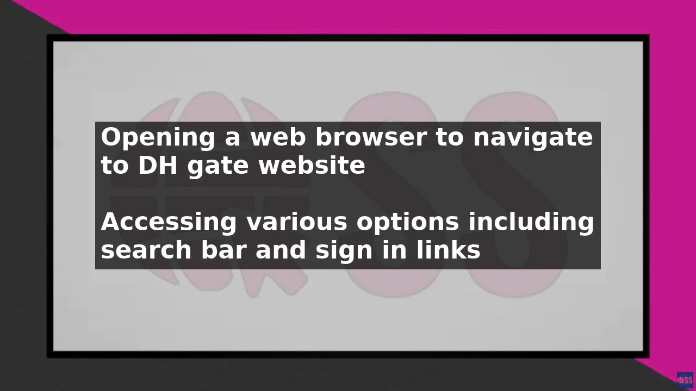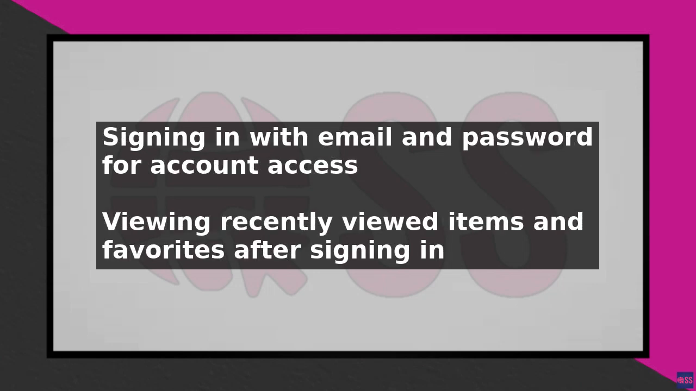To change the language on Dhgate, start by opening a web browser and navigating to the Dhgate website. Once you've arrived, you'll see various options, including a search bar, register and sign in links, and your cart. After signing in with your email and password, you'll have access to your recently viewed items, favorites, and cart.